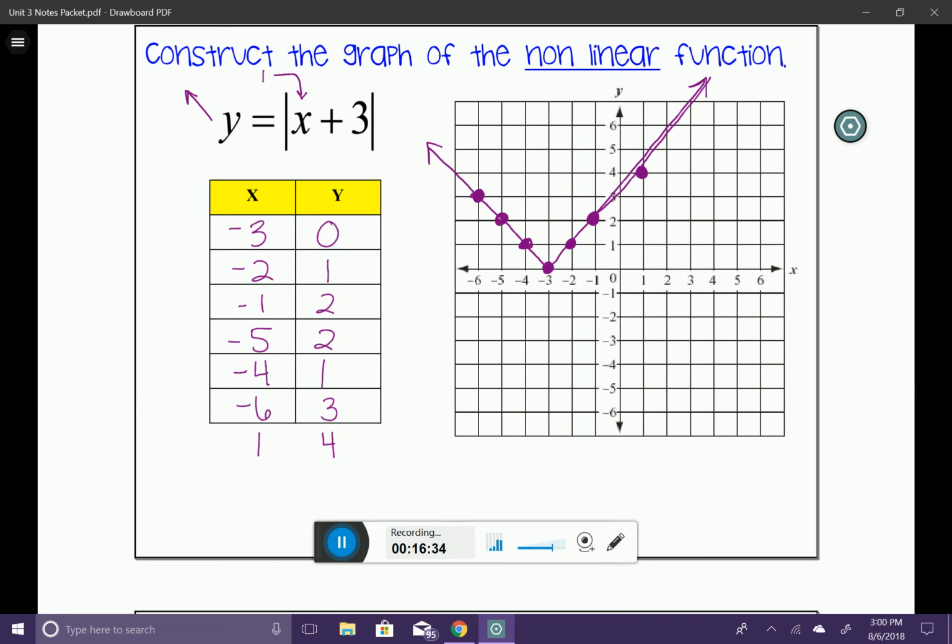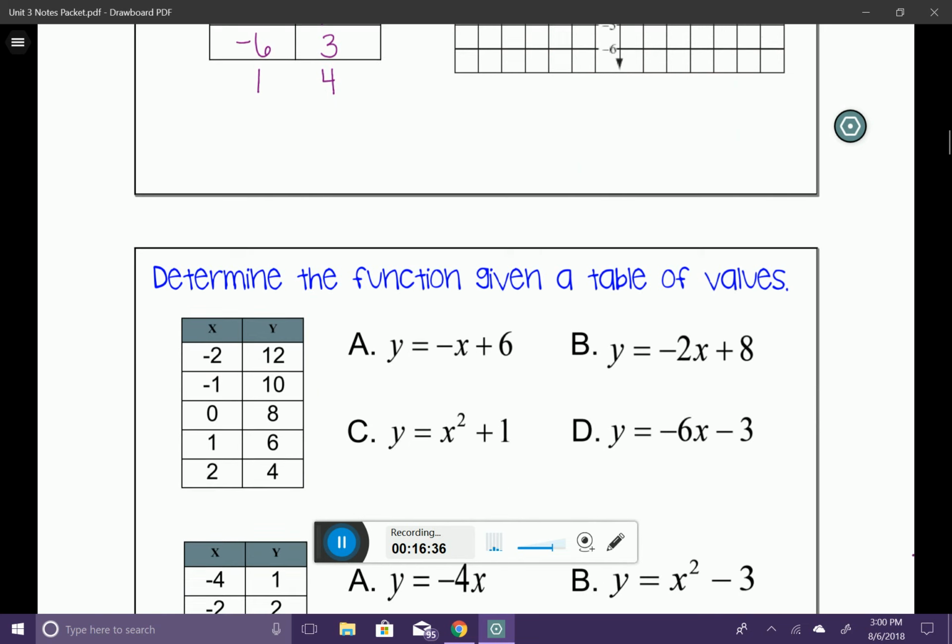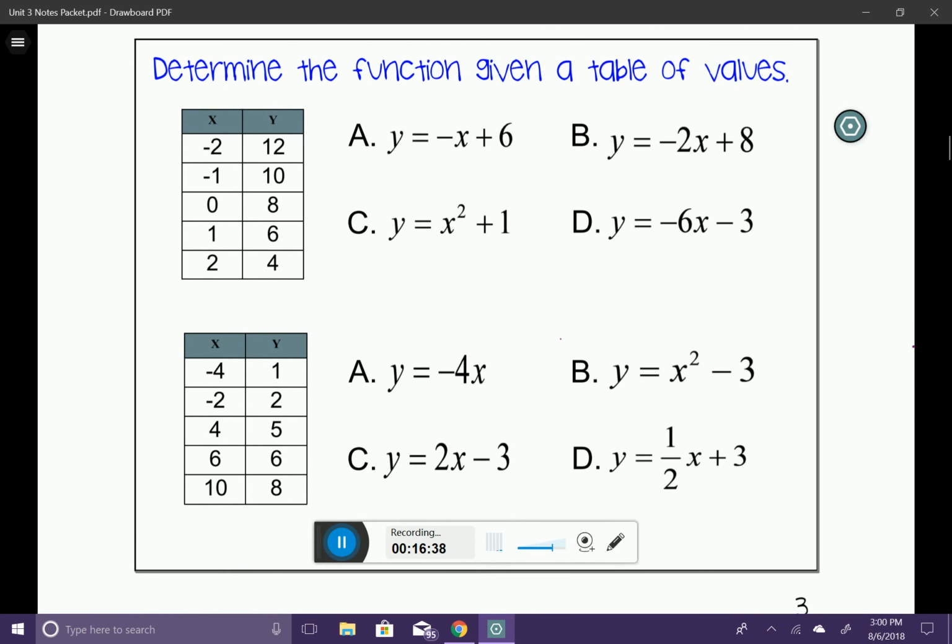All right, so knowing that concept, let's go ahead and see if we can answer these questions. They're a little bit different. It says, determine the function given a table of values. So this time I'm given the x's and given the y's. And I'm asked, well, which function rule does it actually represent? So it's basically me looking at the calculator, but kind of hiding what the function rule is.